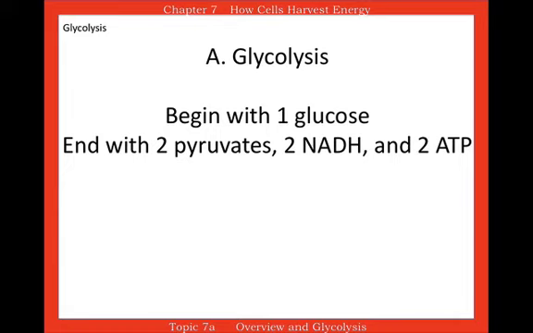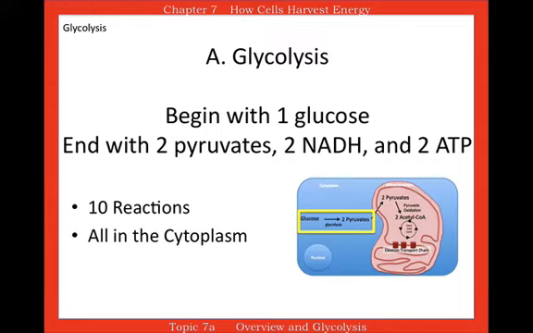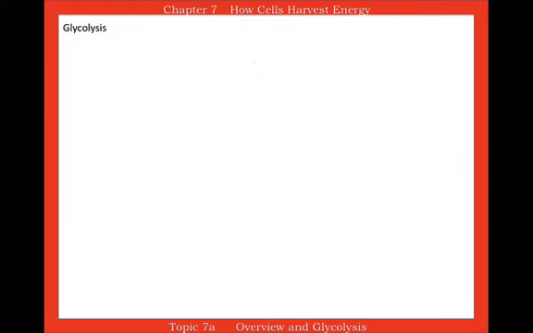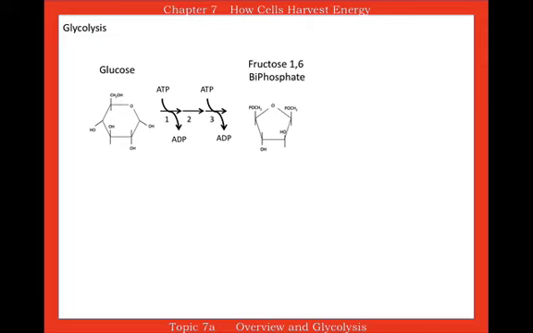In glycolysis, the cell starts with a glucose molecule and converts it to two pyruvate molecules, and in the process produces two NADH and two ATP. It occurs as a series of 10 reactions in the cytoplasm of a cell. The first three steps of glycolysis convert glucose to fructose 1,6-bisphosphate. Each numbered arrow represents one enzyme, so this is a metabolic pathway. This conversion requires the use of 2 ATP.